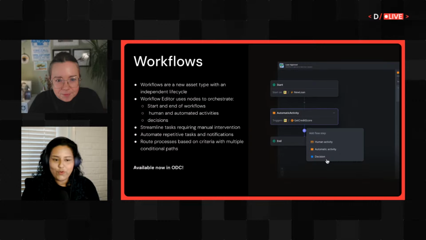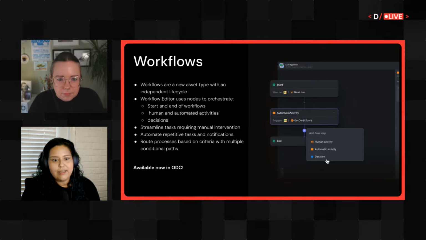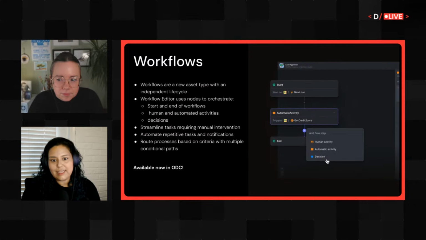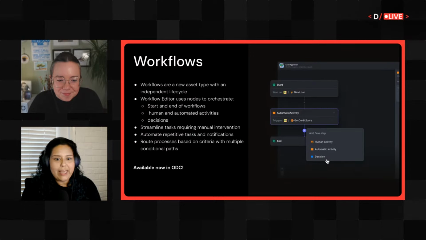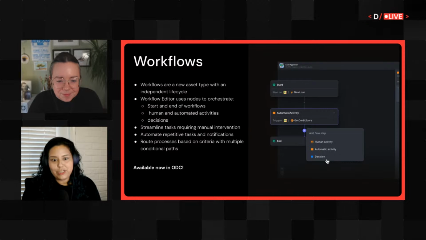And this is really useful for a wide variety of business use cases. For example, vacation approvals or a loan approval process. You can streamline tasks that require manual intervention. For example, if you need a human to review loan documents, you can assign that as a task for a user to complete in your application. You can also automate repetitive tasks and notifications, such as sending out loan approval notices. And you can also have multiple conditional paths to route processes based on certain criteria, such as having a loan approval path or a loan rejection path.